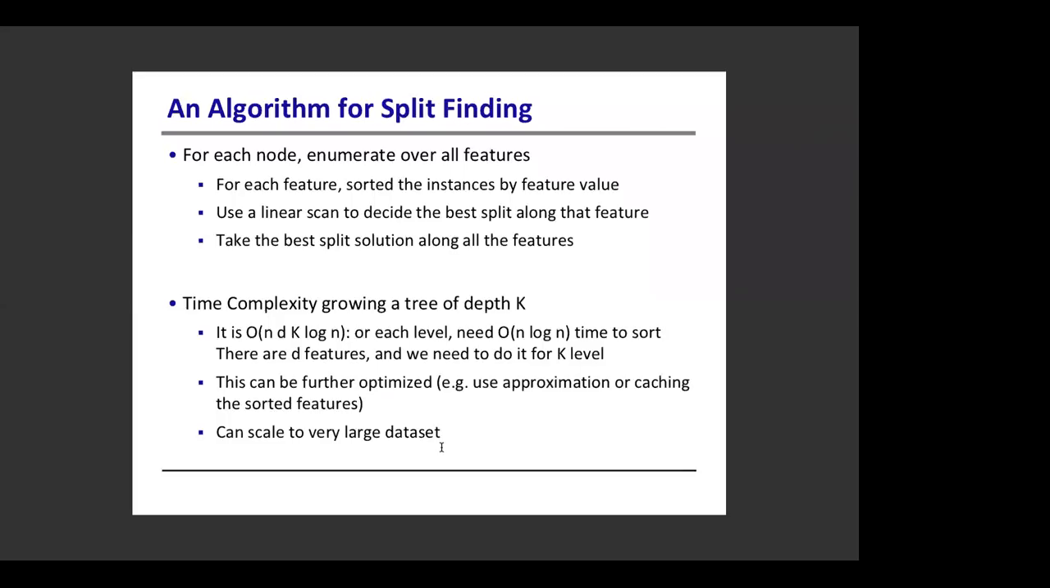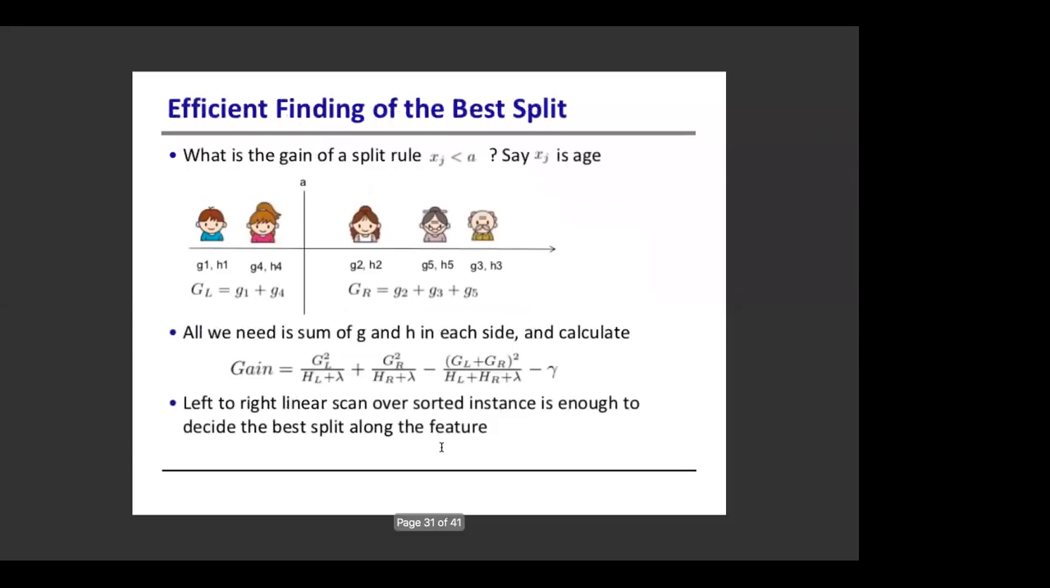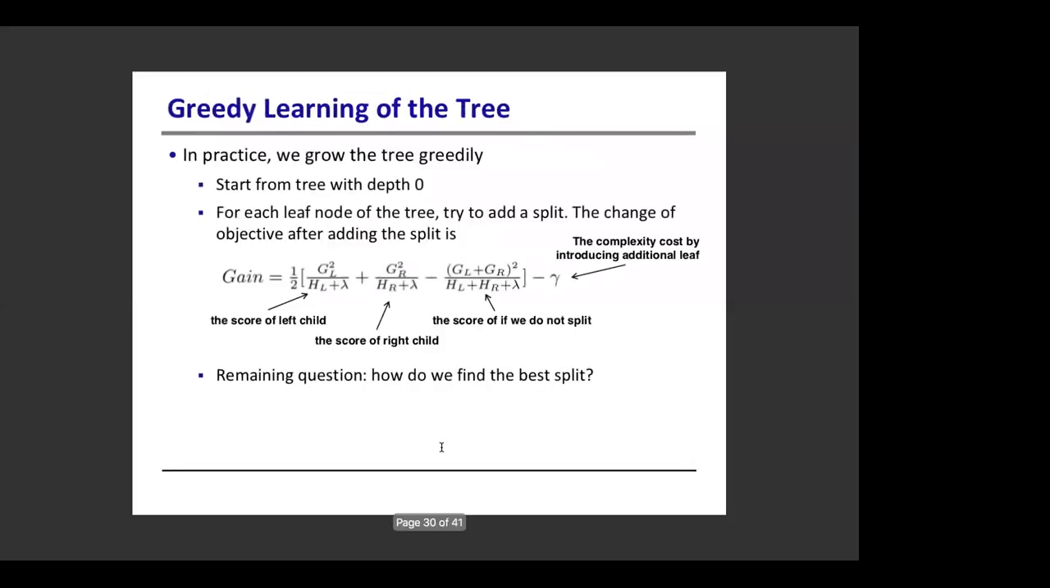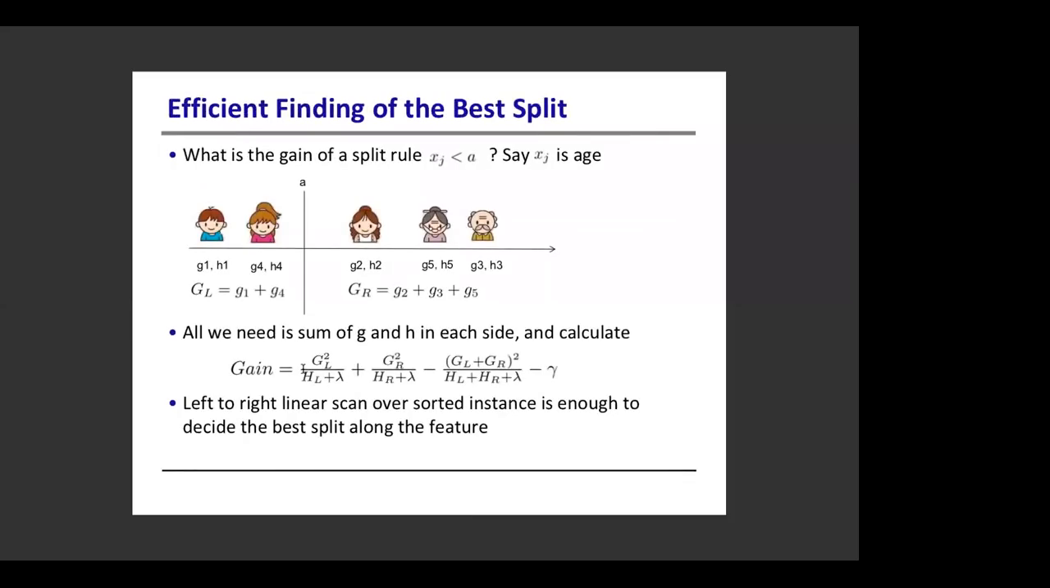A question from Minta is, why does the optimal leaf weight have such a formula? Okay, which formula? This one, right? I'll talk about this one.